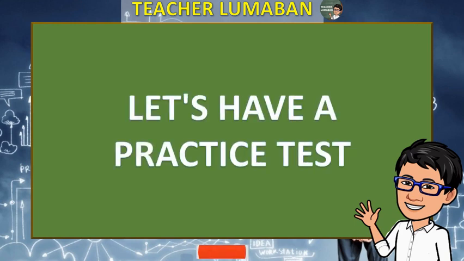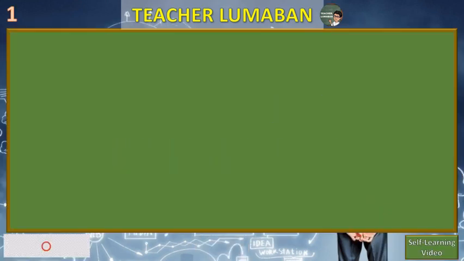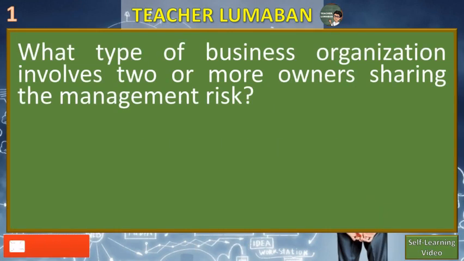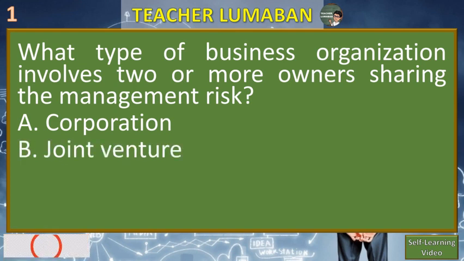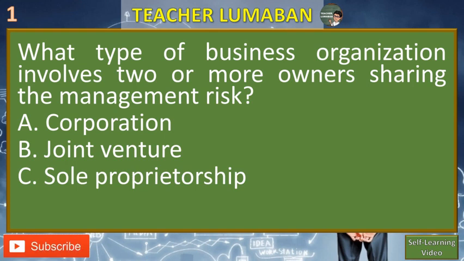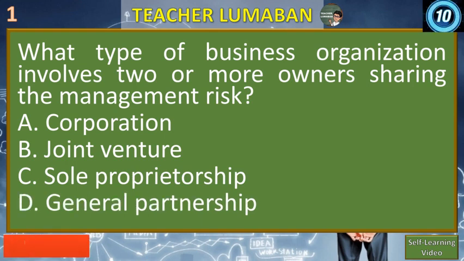Let's have a practice test. What type of business organization involves two or more owners sharing the management risk? A. Corporation. B. Joint venture. C. Sole proprietorship. D. General partnership.